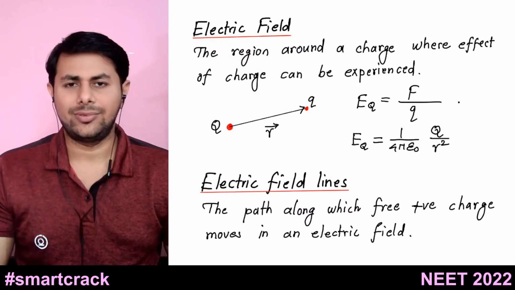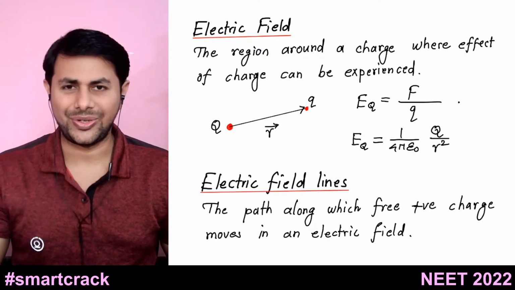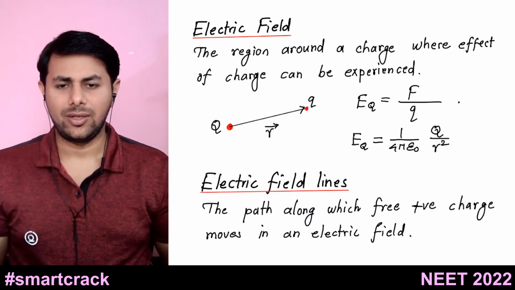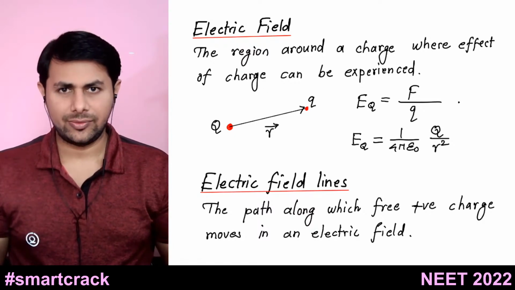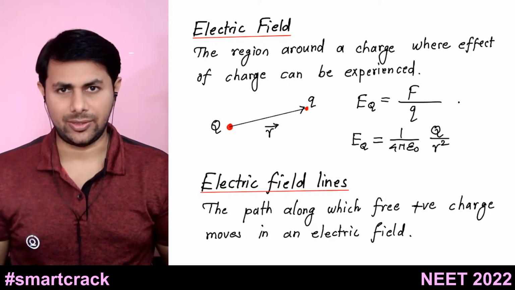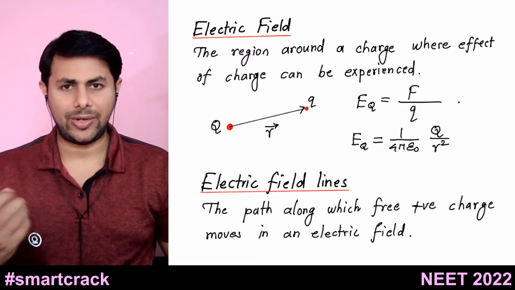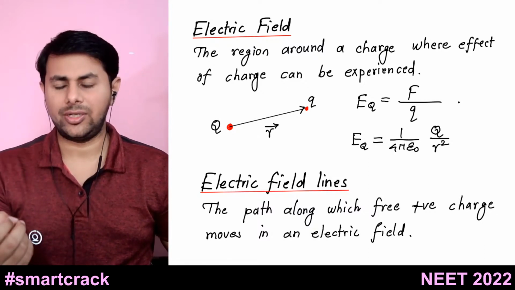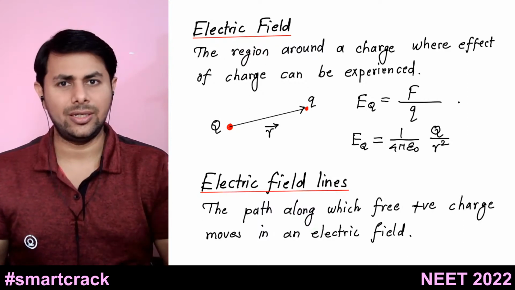So the next term is the electric field. We are moving very fast over here because we have very little time. So what is the electric field? If you consider the region around an electric charge where the effect of that charge can be felt, that region is known as the electric field. And the electric field has some magnitude, so we find out the magnitude of that effect. How do we find that? What will happen when you keep another charge in the presence of this charge? There will be some force acting on the other charge.